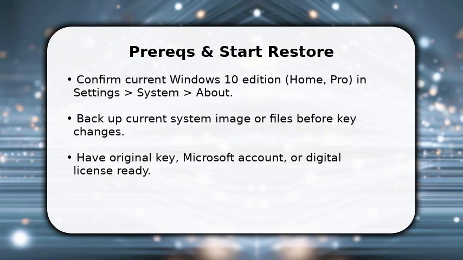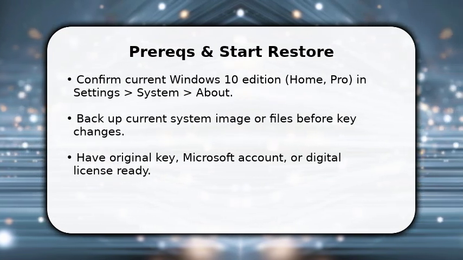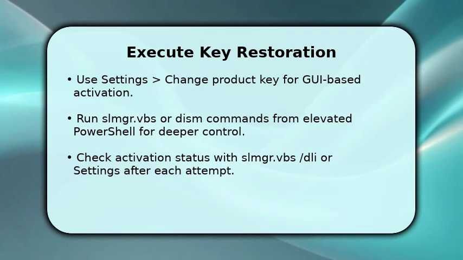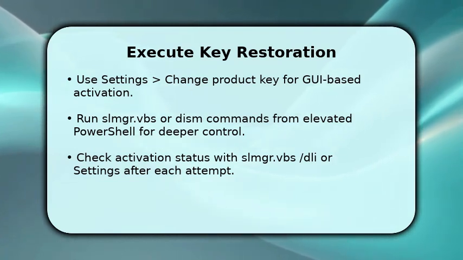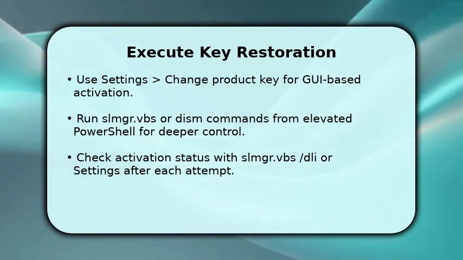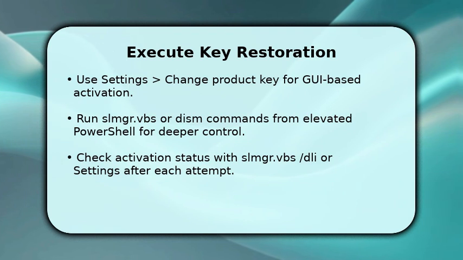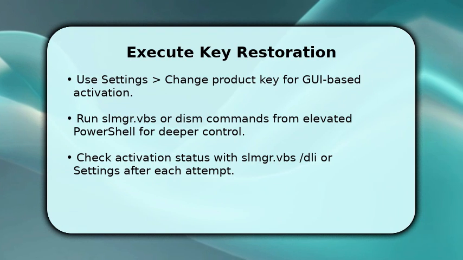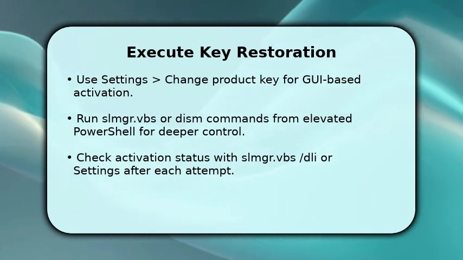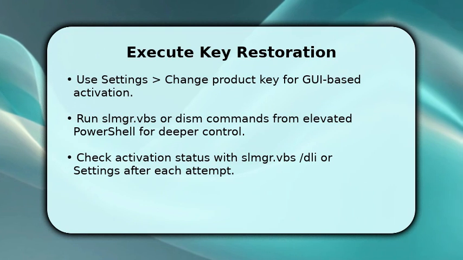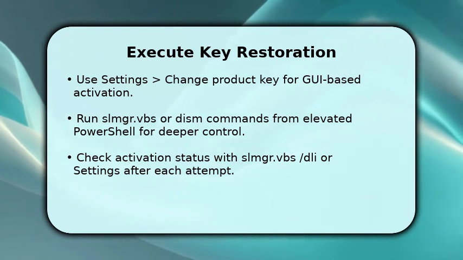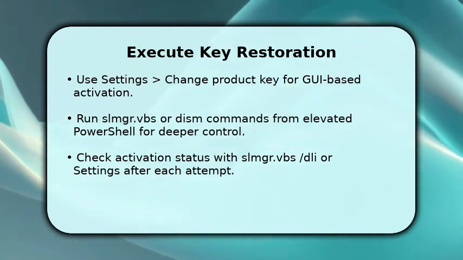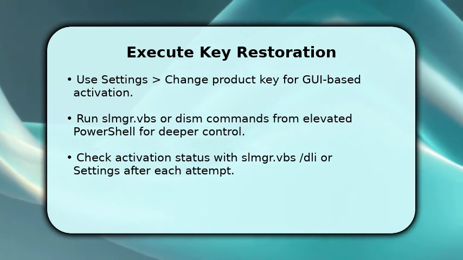You now perform the key swap. If you have a GUI key, go to Change Product Key and enter it. Windows will attempt online activation. If activation fails or you need manual control, open Elevated PowerShell and run slmgr.vbs /ipk your key to install, then slmgr.vbs /ato to activate. For hardware-tied digital licenses, use the activation troubleshooter in Settings to link your Microsoft account.